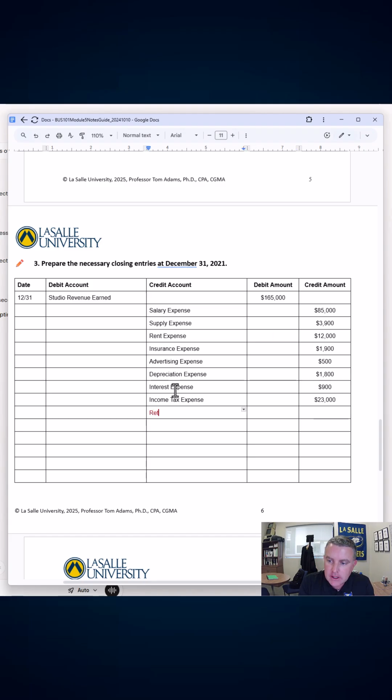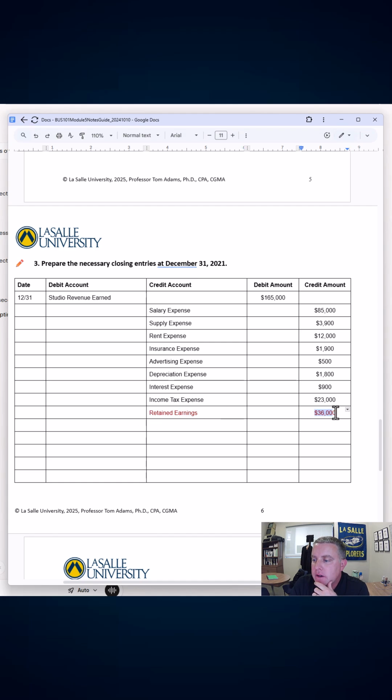Well, what we're missing is retained earnings. So we're going to credit retained earnings for $36,000. Why is that? Well, remember, what we're trying to do with the closing entry is to zero out all the income statement accounts and move those amounts into retained earnings in the balance sheet. This is what makes it happen.